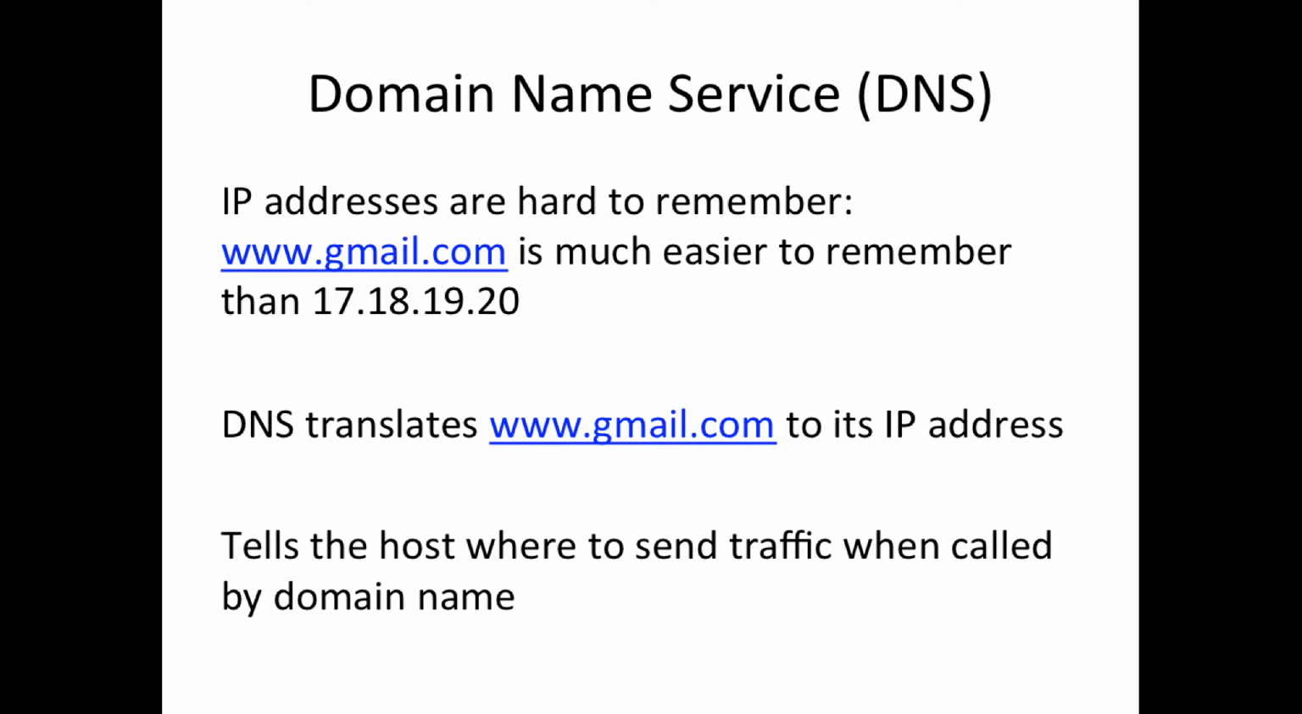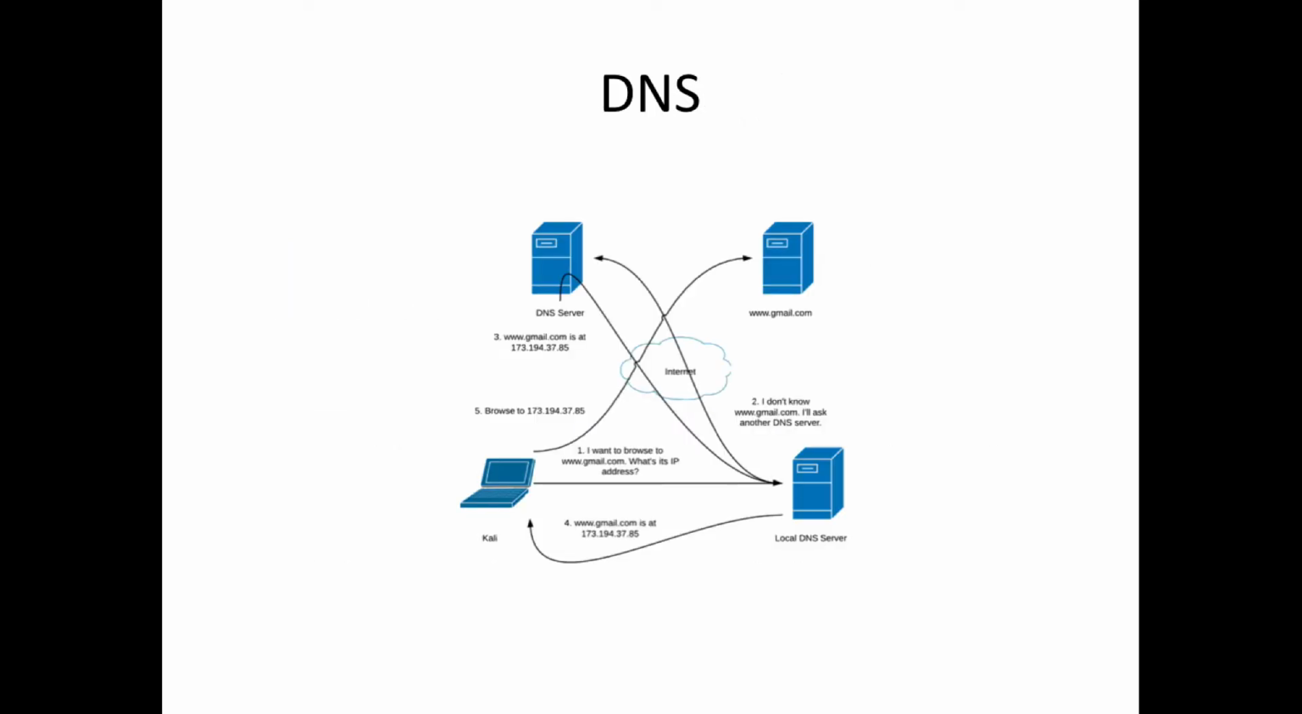Okay, now we're going to take a look at domain name services, or DNS. So this is what translates www.gmail.com into an IP address. Whereas ARP is going to take an IP address and make it into a MAC address, this is one level higher: it takes an easily rememberable domain name and turns it into the IP address. And again, that's going to tell hosts where to send the traffic when it's called by the domain name. So it can also be spoofed. So again, there's no requirement that you tell the truth.